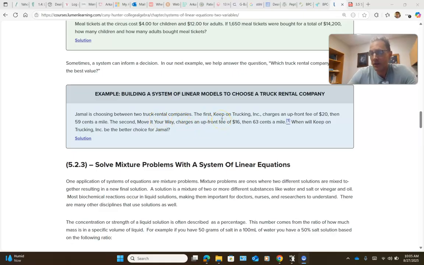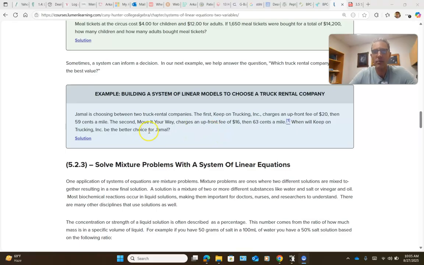And this would be a very interesting real-world problem. It says the first, Keep On Trucking Incorporated, charges an upfront fee of $20 and 59 cents a mile. And then the second, Move It Your Way, charges an upfront fee of $16 and then 63 cents a mile. And so the question is, when will Keep On Trucking be the better choice for Jamal?